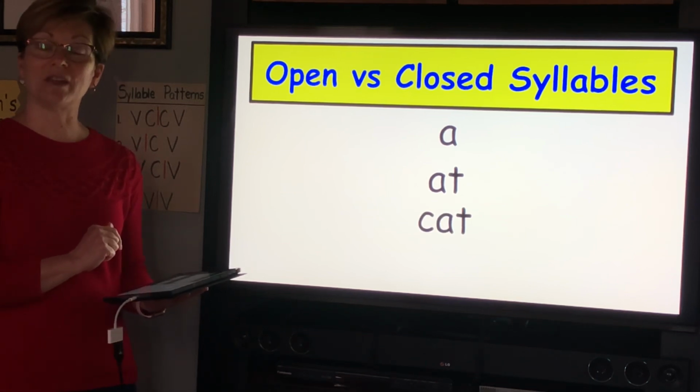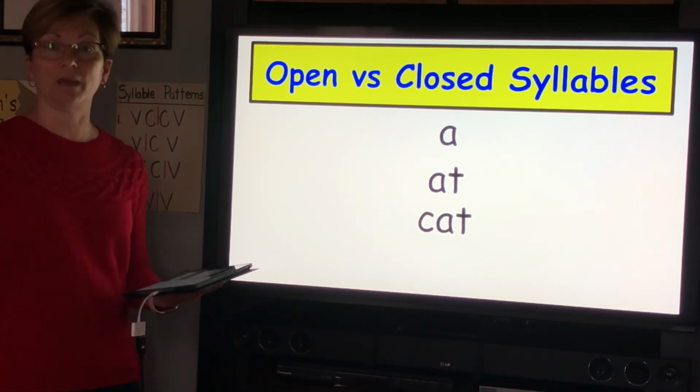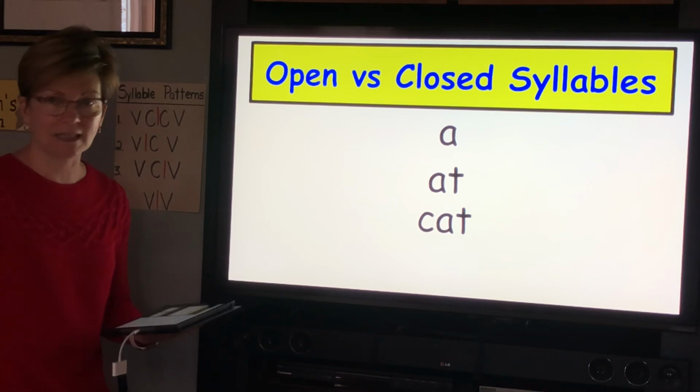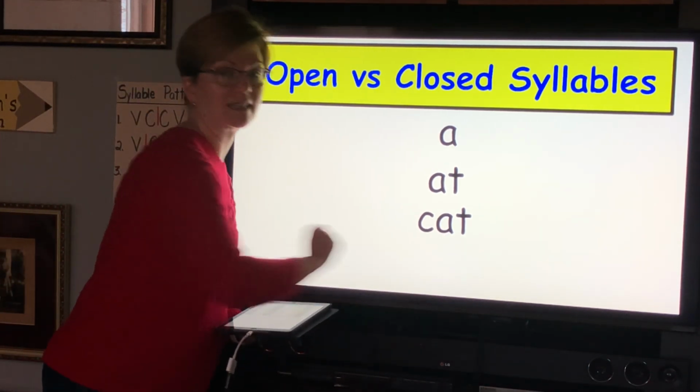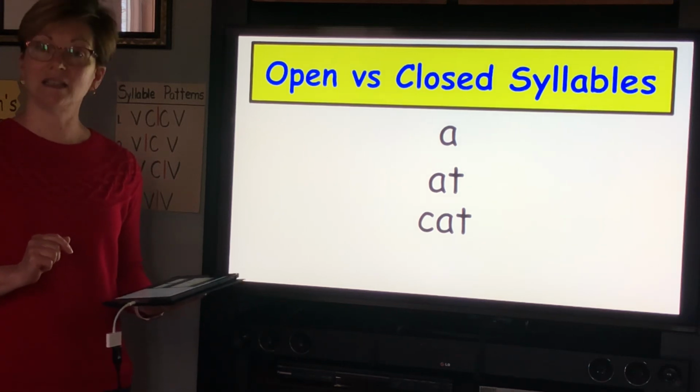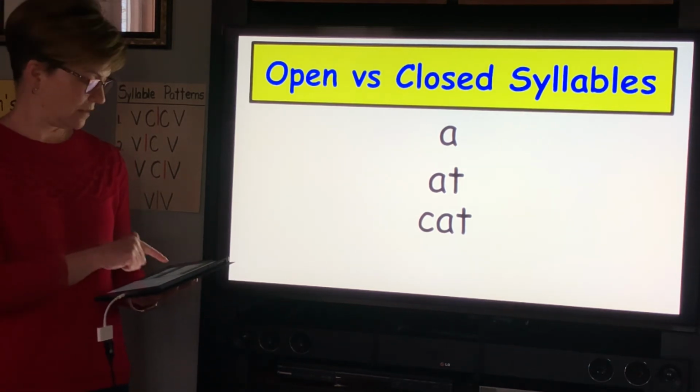Here is a syllable that has 3 sounds. And by syllable, I mean it has 1 beat. Cat, k, a, t, cat. Cat is a syllable that has 3 sounds.